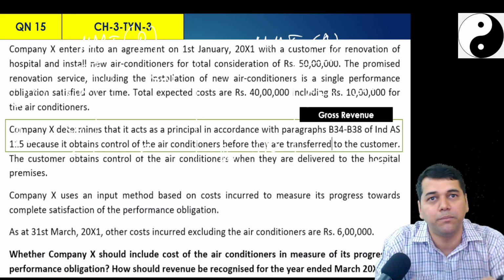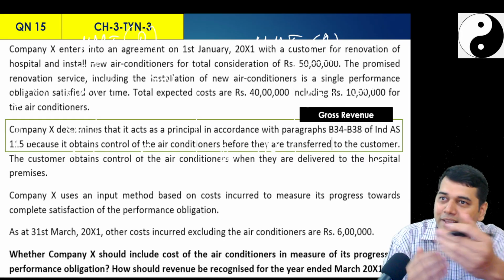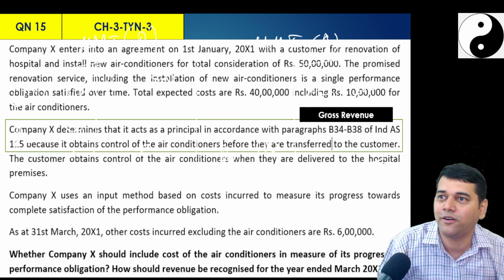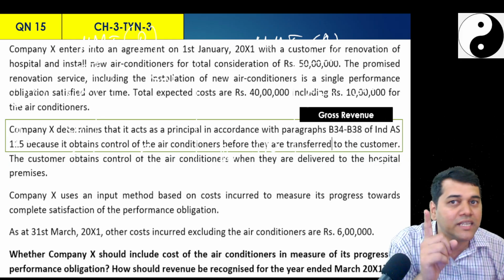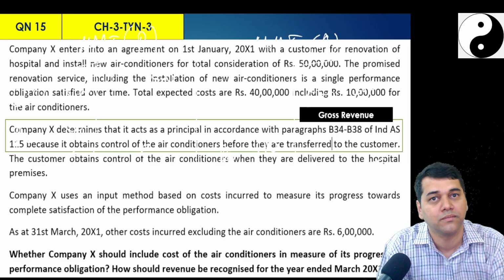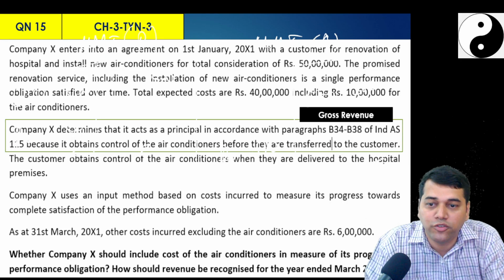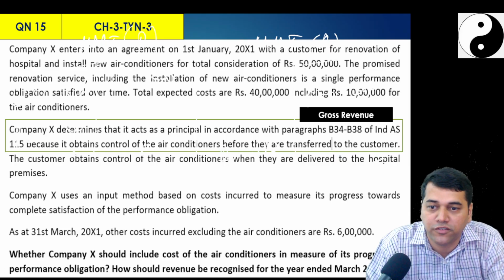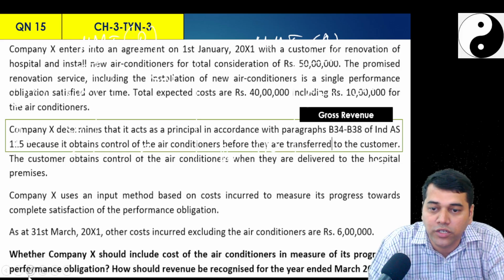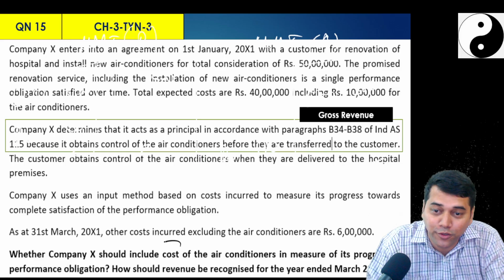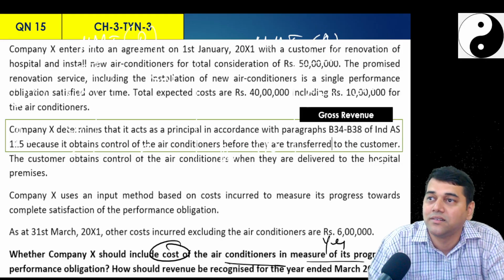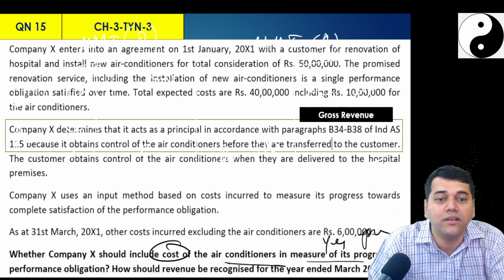It has no implication on what you do now. It's the same cassette you are going to put in and play the same thing. There are 4 conditions, this, that, and the calculation is so much. But understand the implication of the one sentence that was missing there, which made you assume that he is a principal. So, company X uses the input method of cost incurred as on 31st March. Other cost excluding air conditioning is 6 lakh. Whether you should include the cost of the air conditioning to measure the progress? Yes. Why? Because you are a principal.